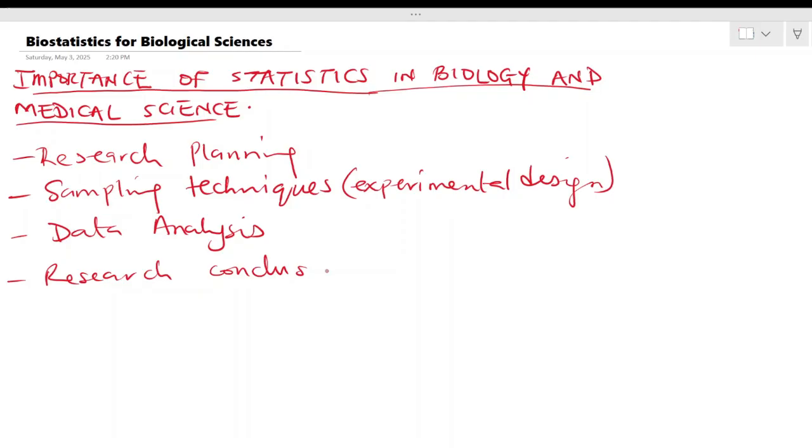So it's very key in all of biology and medical science, because on a daily basis, people plan research and do research that has different outcomes. In doing this, they have sampling techniques, they carry out experimental designs, they also do data analysis, and of course, from the data they analyzed, you come up with research conclusions.